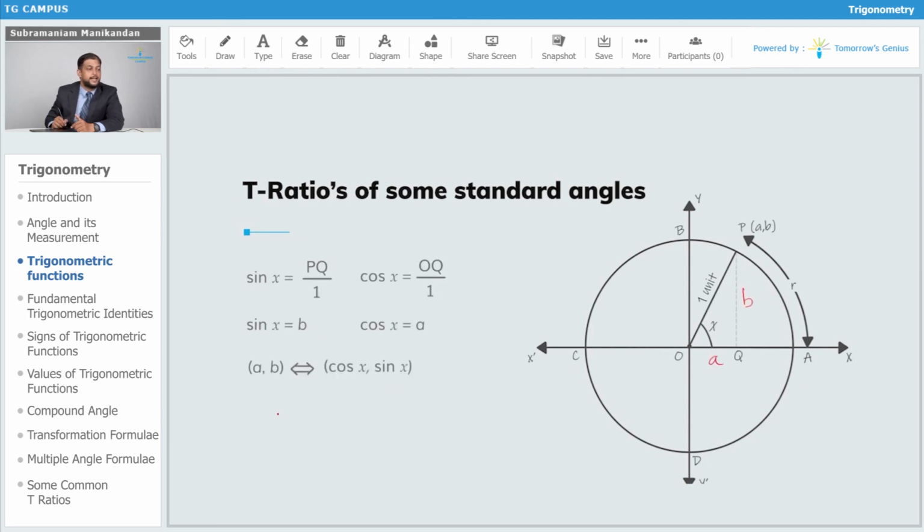Similarly, tan x would be what? It would be PQ divided by OQ. So that is B over A. And since both B and A are positive, tan x is also positive. Now in this triangle, sine is positive, cos is positive, and tan is positive. And thus the remaining three, sec, cosec, and cot will also be positive.